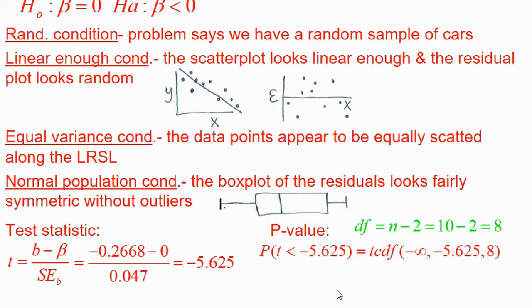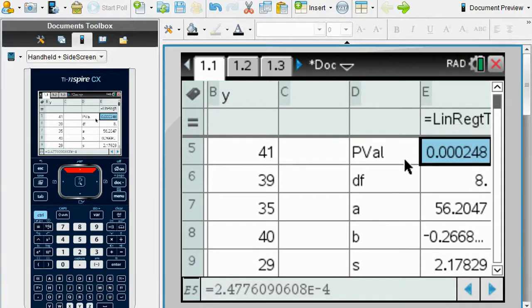But the way you would find the p-value manually, since your alternative hypothesis was the slope is less than 0, I would want to find the area where t is less than negative 5.625, and that involves a tCDF. So if you're required to show your work, you would show tCDF of negative infinity to negative 5.625, so your lower bound, upper bound. And then, like I told you, the degrees of freedom should be 8 because it's n minus 2 for the linear regression. So if you were to do that on your calculator, we don't have time to check, but you will get 0.0002. So there it is, 0.000248.